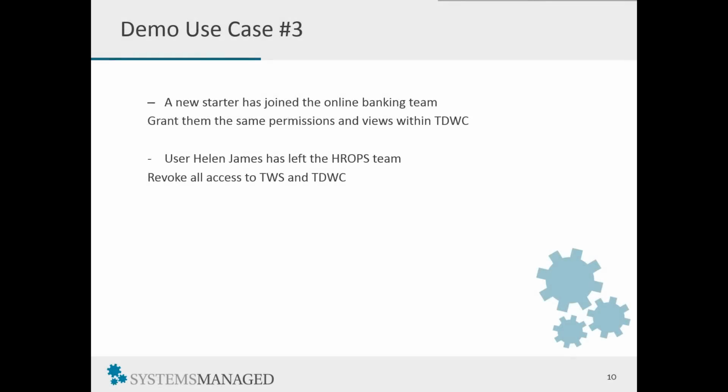The last use case we're going to look at is we have a new starter that's joined the online banking team. When I grant them the same permissions within TWS and give them the same views within TWC as the other members of the online banking team, we're going to use the Active Directory group membership to achieve that. And secondly, the user Helen James has left the HR Ops team. We want to revoke all access to TWS and TWC in the infrastructure so they no longer have any access at all.